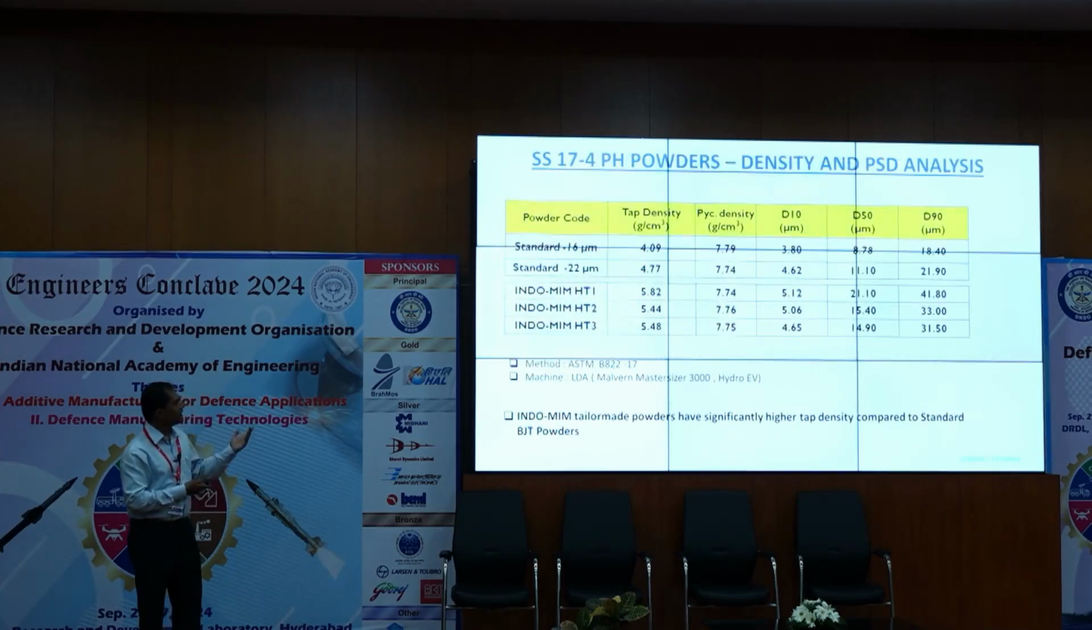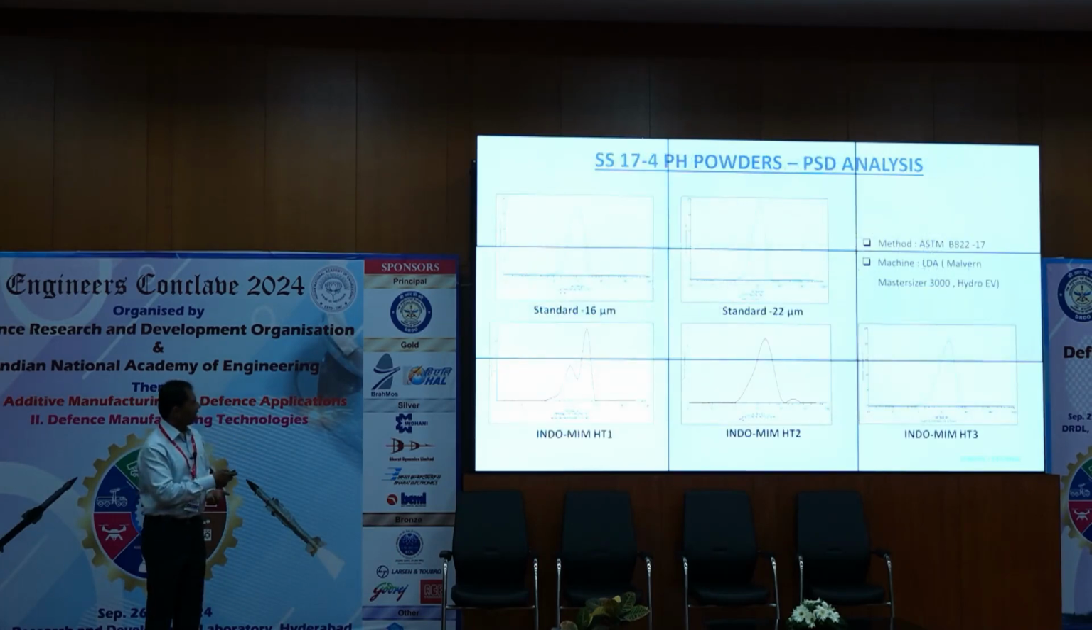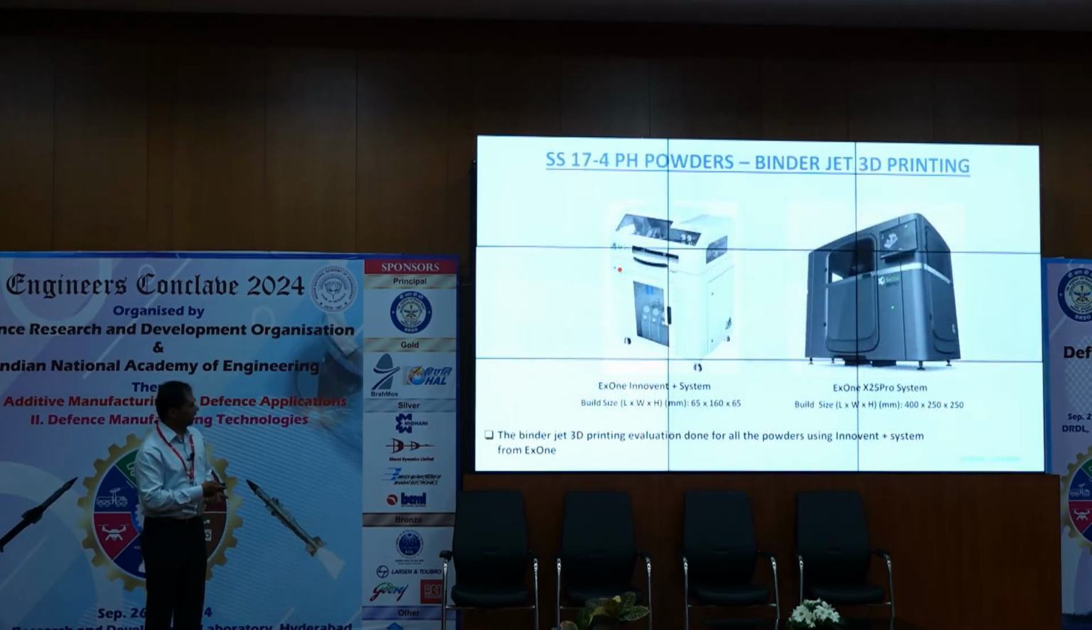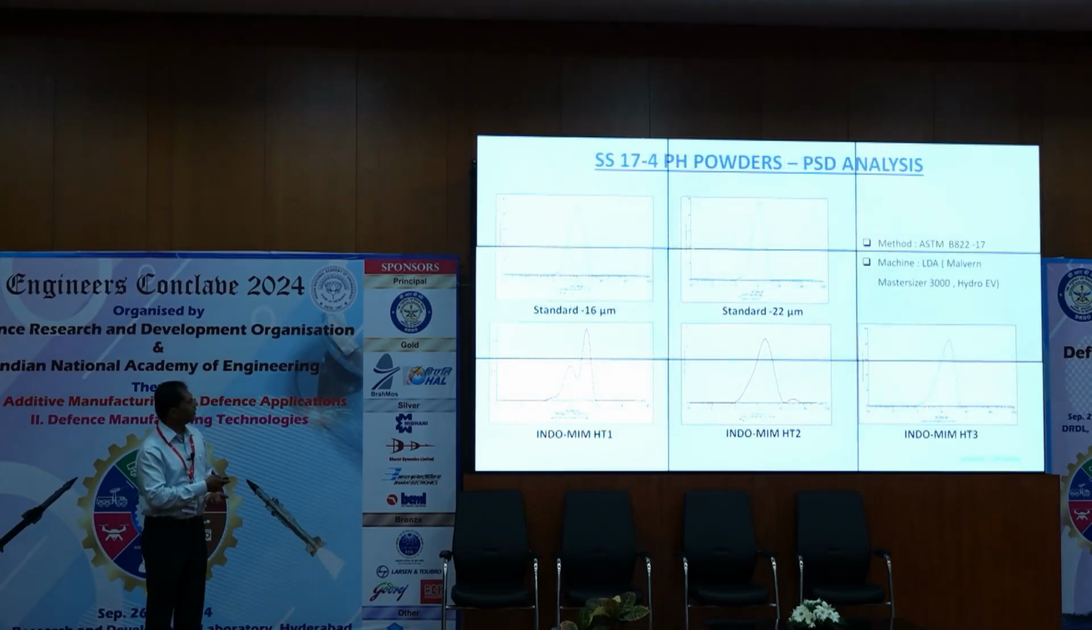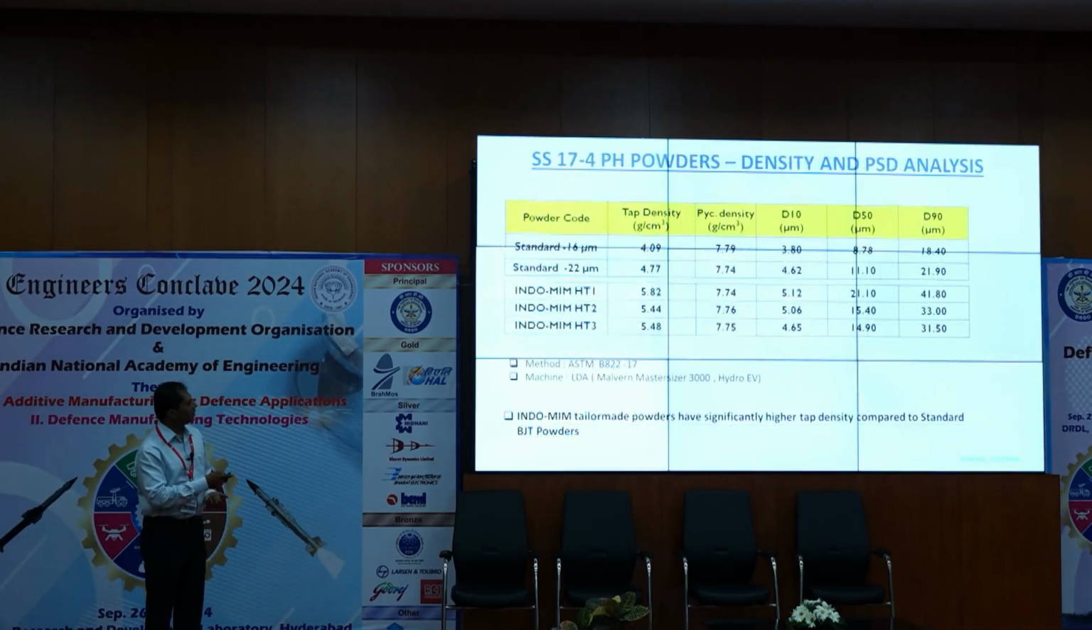So we have tailored the particle size distribution for the different powders. Instead of the standard powders with normal distribution, we work with multimodal and bimodal particle size distributions to get a very high tap density. The tap density of the powder is going from 60% to 75%. Typically we get 60% tap density for the gas atomized powder. We have gone to 75% tap density by altering the particle size distribution.